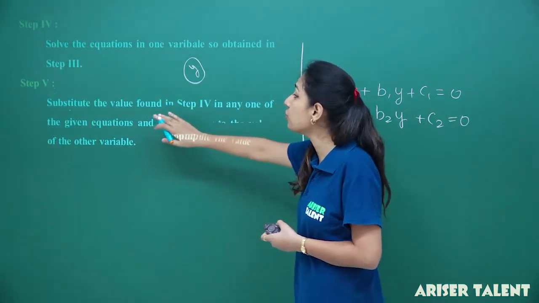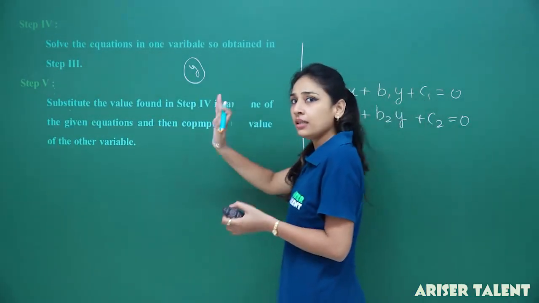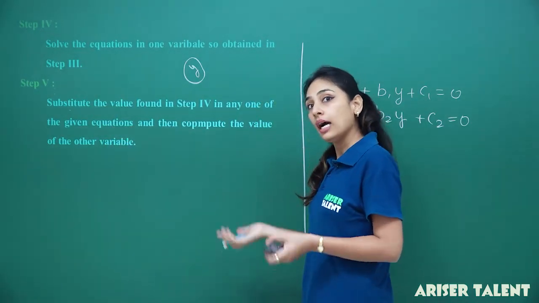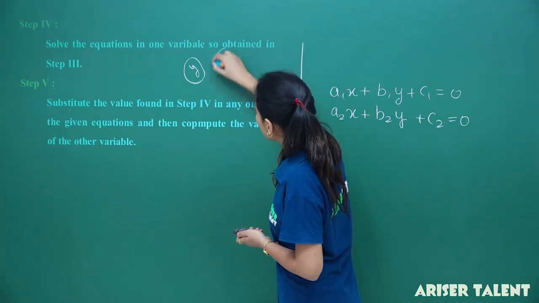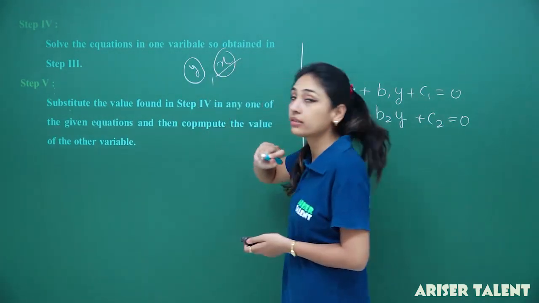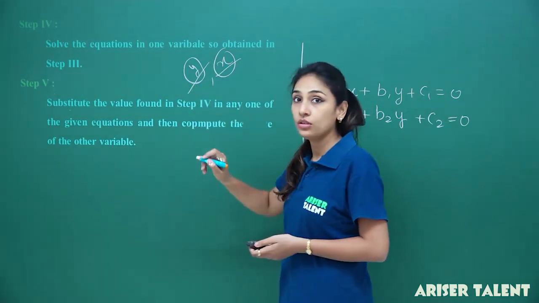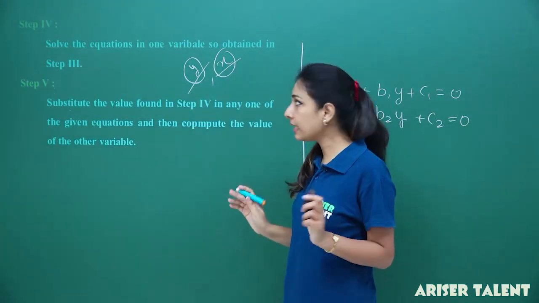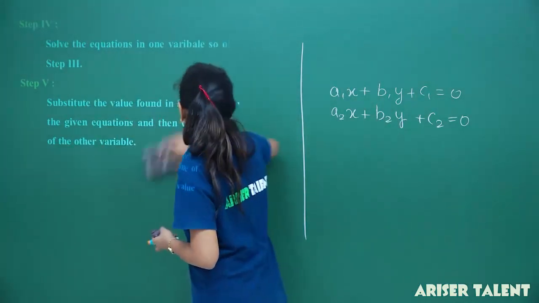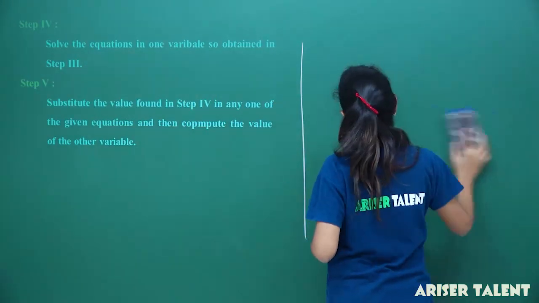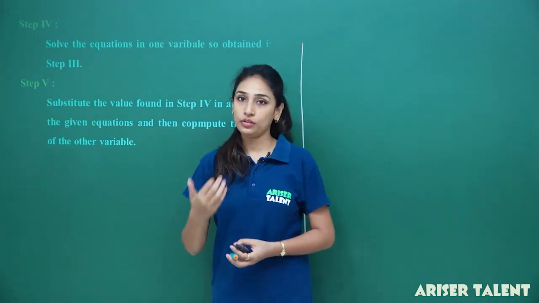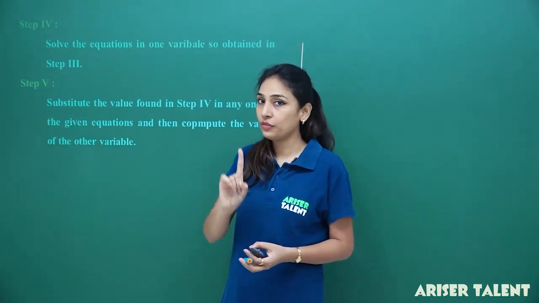So what will I do? Substitute the value found in step 4 in any of the given equations and then compute the value of the other variable. The other variable is x. So in that way, you found this value of x, you found this value of y. So your solution has been done, right? Okay. So we will be going to discuss some varieties of equation. This is the procedure, first thing.